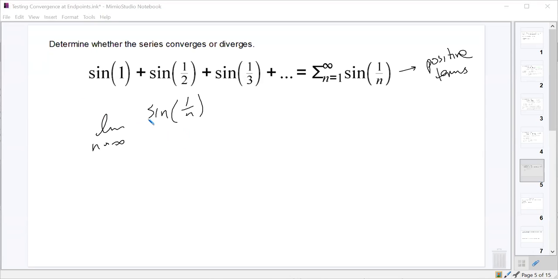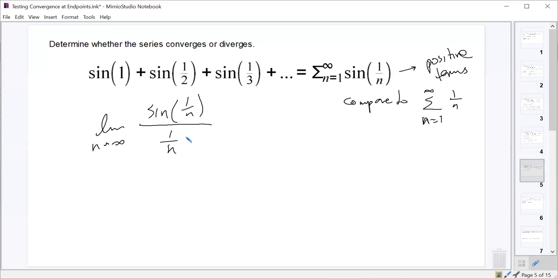So let's pick something that we know something about, but it's still inside of here. So we're going to compare it to the sum from n equals 1 to infinity of just 1 over n. And this is a common thing that you'll do, if you have a trig function especially, with some argument in here, and you're trying to find out about the series, you probably want to compare it to the thing that's inside of the sine. So we're going to compare it to 1 over n.